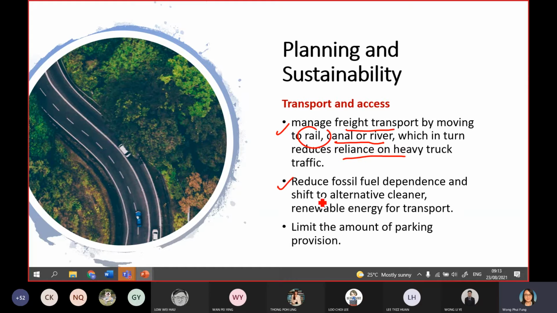Okay, the next one is to reduce fossil fuel dependence and shift to alternative, cleaner, renewable energy for transport. If you notice, for new shopping malls, I'm talking about new shopping malls, you will see the parking near the lift lobby, they will reserve for hybrid or electric cars.